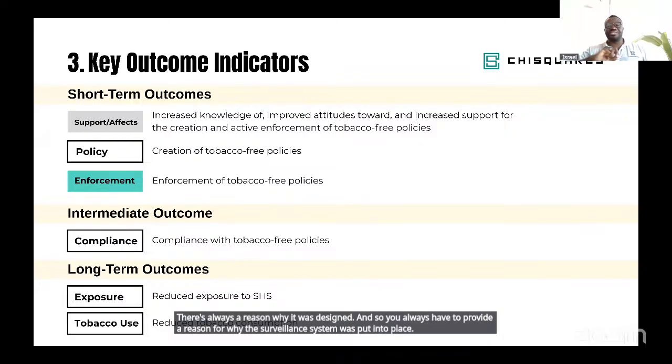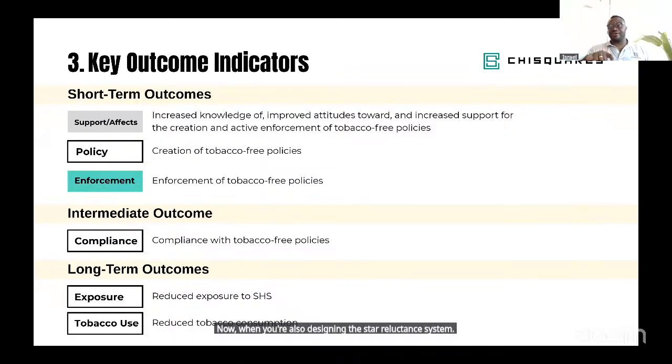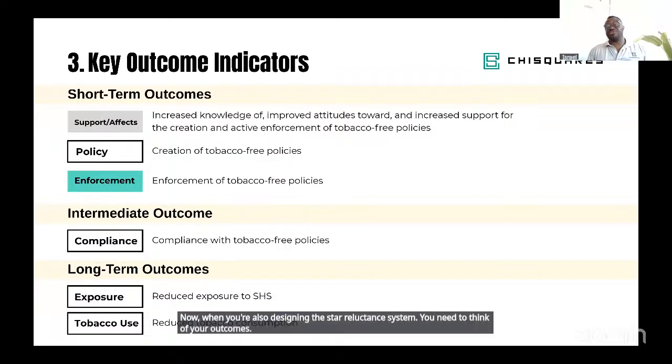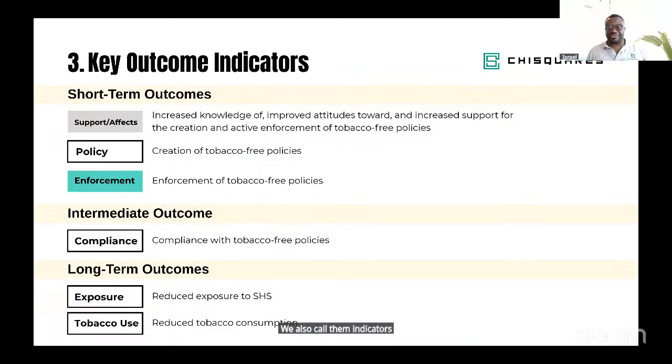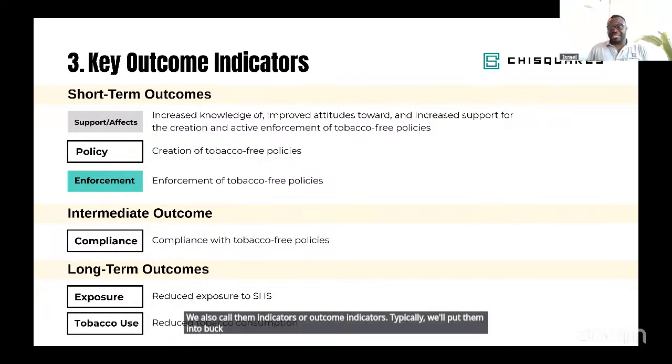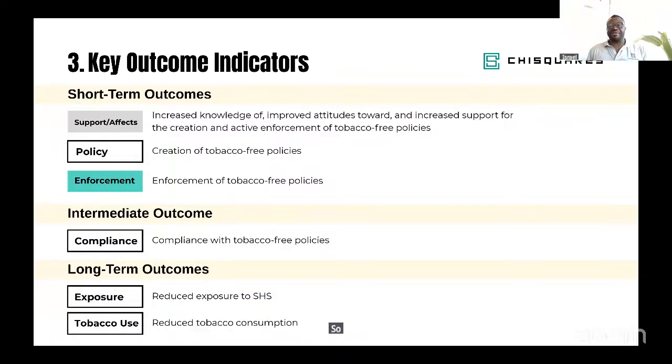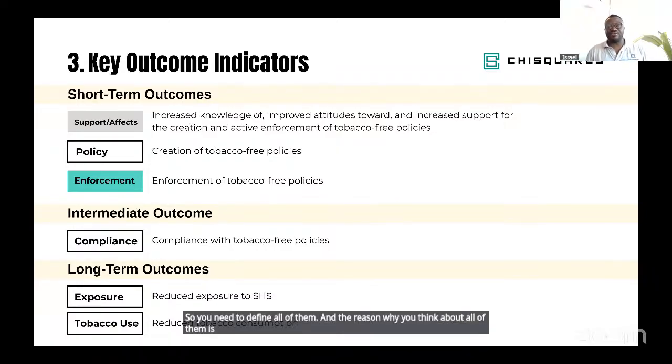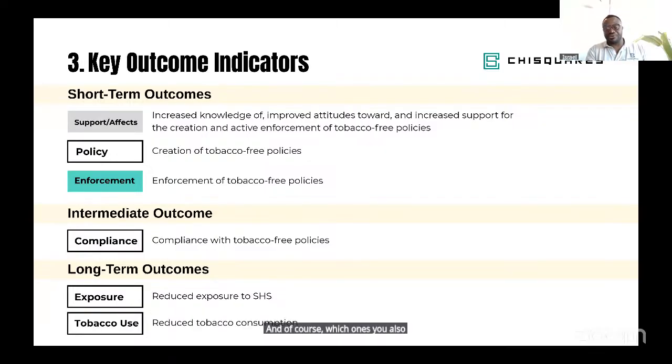Now, when you also design a surveillance system, you need to think of your outcomes. We also call them indicators or outcome indicators. And typically we put them into buckets. We talk about short-term outcomes, intermediate outcomes, and long-term outcomes. So you need to define all of them. And the reason why you need to think about all of them is because you need to factor which one might be used to calculate sample size. And of course, which ones you also have to share with stakeholders.